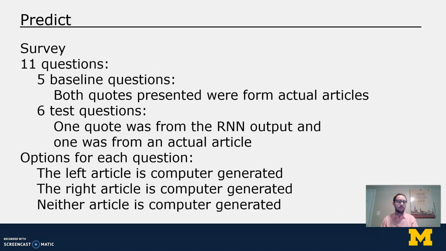So our next and final goal was to be able to predict. We had a survey with 11 questions. Five were your baseline bias, where both were actual articles, and six were where one was a recursive neural network output and one was an actual article. For all 11, there were three options: selecting that one article was computer generated, or that neither were.